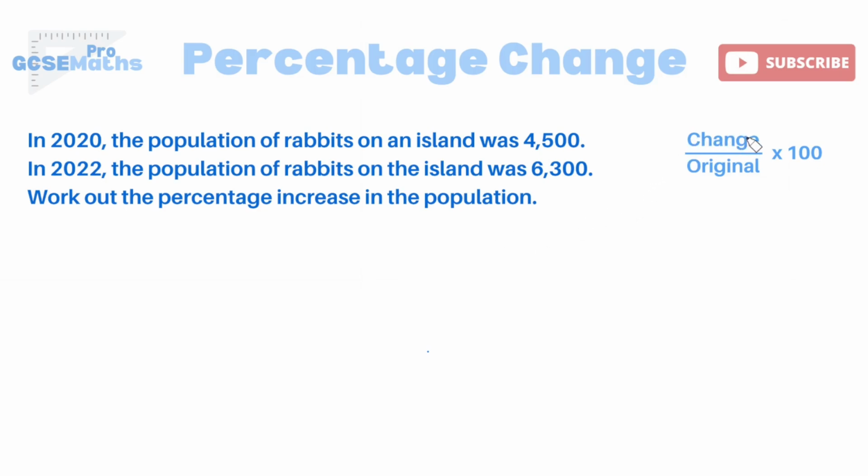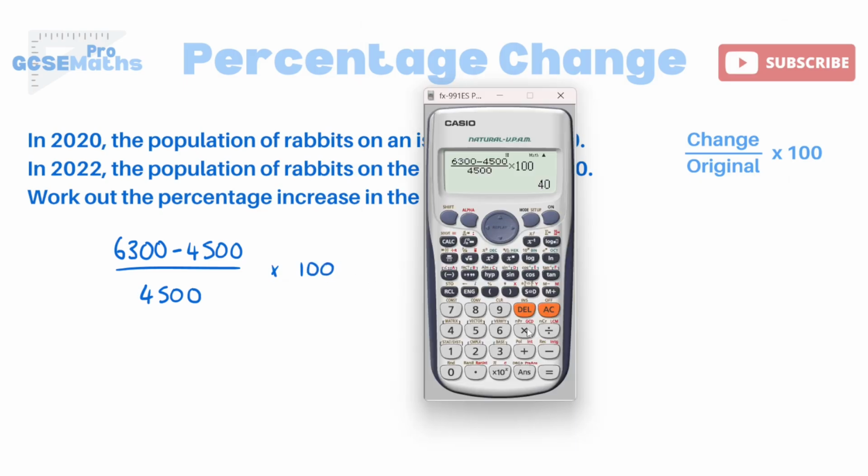So we need to do the change, or in other words, the difference. So I'm going to subtract, obviously the biggest minus the smallest to get the difference, over the original. So think about the timeline. What was the first number? Well, 2020 was before 2022, obviously. So the original population was 4,500. And obviously times by 100 to make it a percentage. And on the calculator, we get the answer of 40.